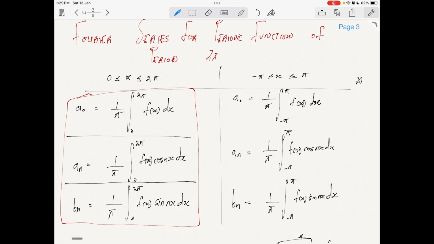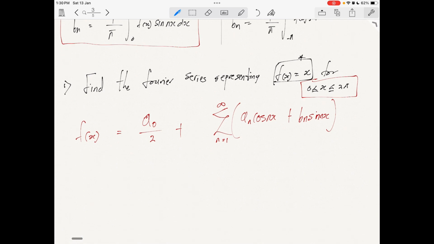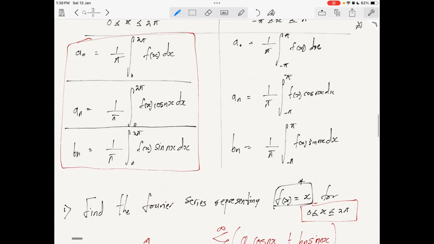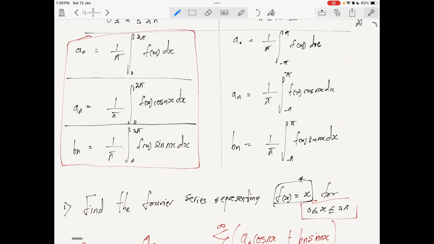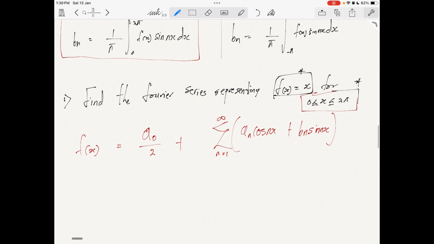Now in this video, we want to talk about Fourier series for periodic functions of period 2 pi. Our first example will be: find the Fourier series representing f of x equals x for the range 0 less than x less than 2 pi. Since it is 0 less than x less than 2 pi, these are the formulas we will be using. And this is the formula for the Fourier series itself.